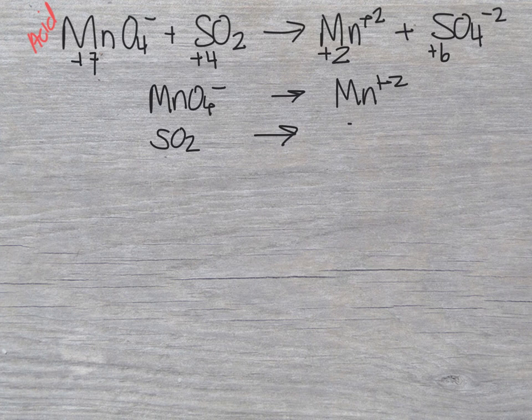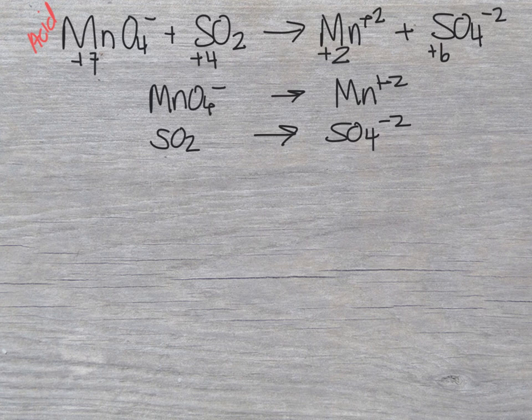SO2 makes SO4 minus 2. Alright, step number 1. Balance anything that's not O's and H's. And my Mn's and my S's are balanced. All right, now we need to figure out the transfer of electrons.